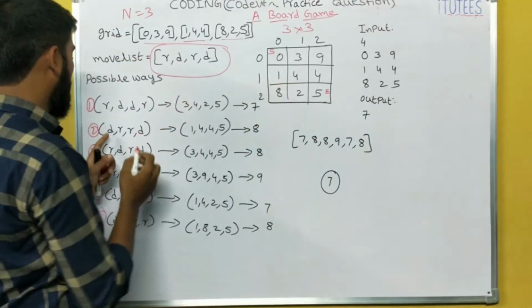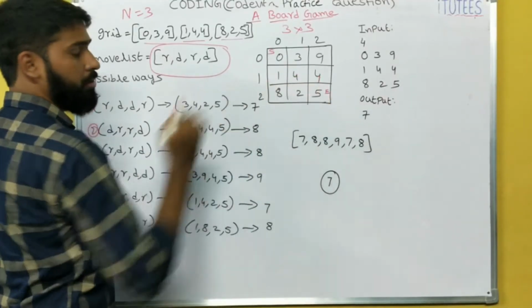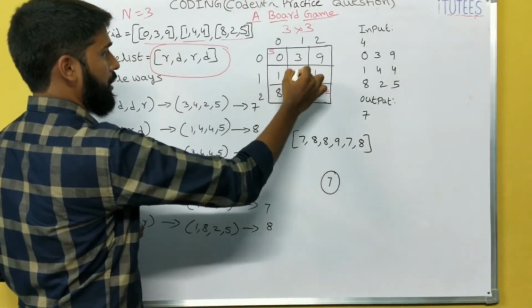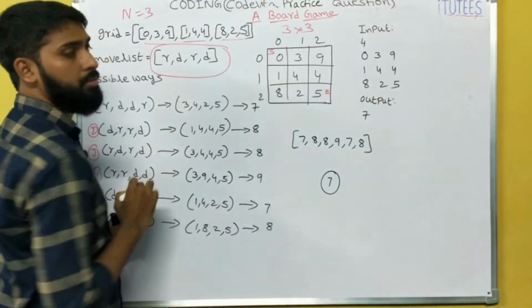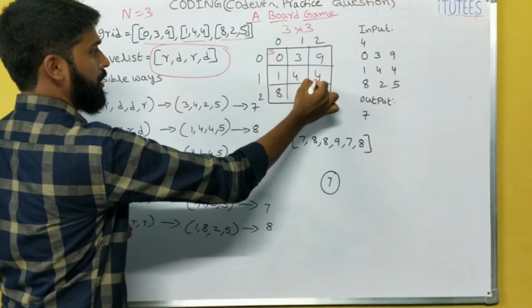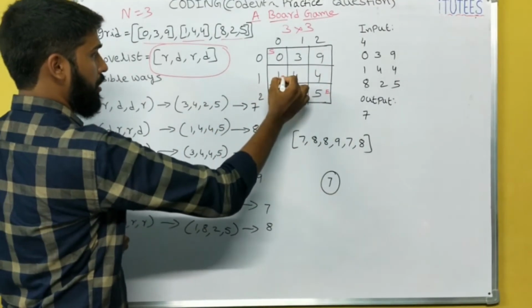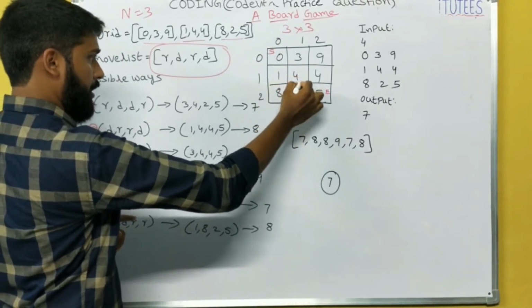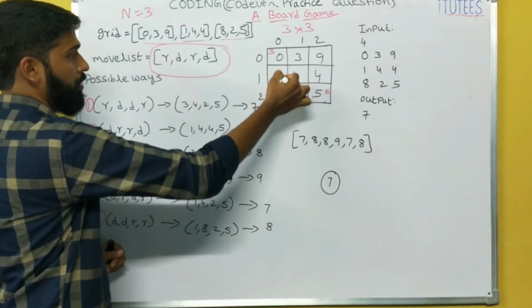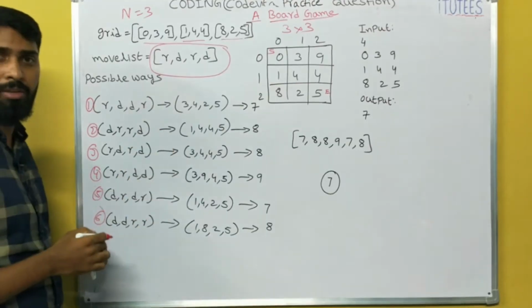So D, R, R, D, that means down, right, right, down. R, D, R, D, right, down, right, down. R, R, D, D, right, right, down, down. D, R, D, R, down, right, down, right. D, D, R, R, down, down, right, right. So these are all the possible ways.